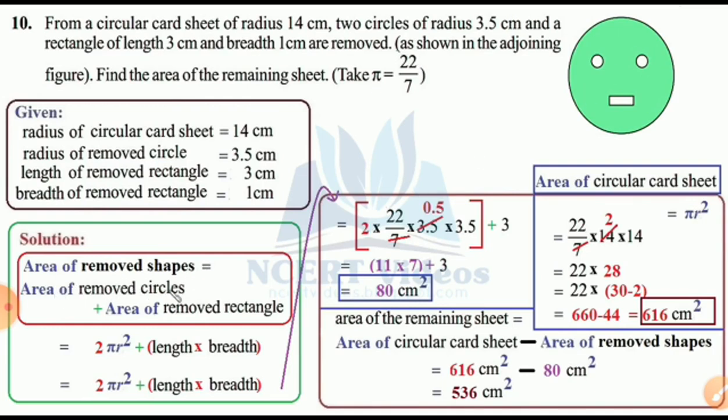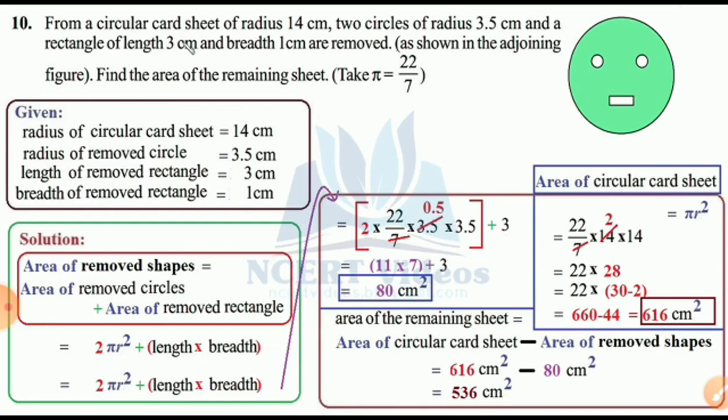Remove those, and find the area of the rest. What will we do first? Area of the green sheet, that circular part, and then the area of both eyes, and then one mouth you have to remove. So the radius of the circular sheet is given as 40 centimeter, the small eyes' radius is also given as 3.5 centimeter, the length of the rectangle is 3 and breadth is equal to 1. Now the area of the removed shape is equal to area of removed circles plus area of removed rectangle. So 2 pi r square plus length into breadth, because pi r square is for one circle, 2 for 2 circles. Put the values according to the question. You will get 80 centimeter square.